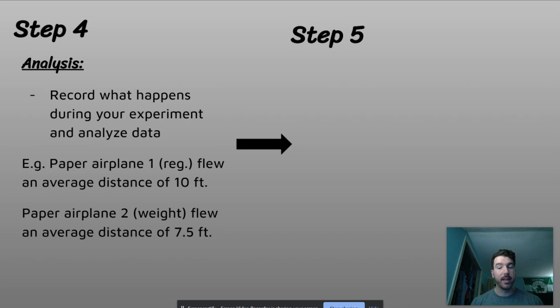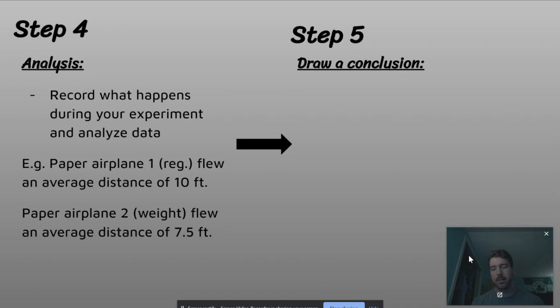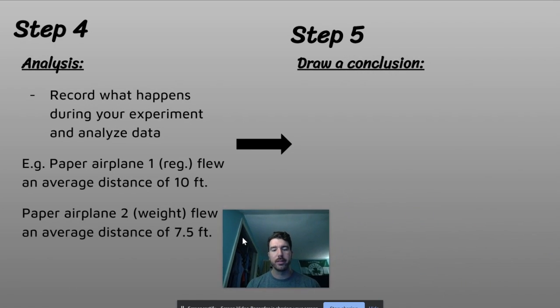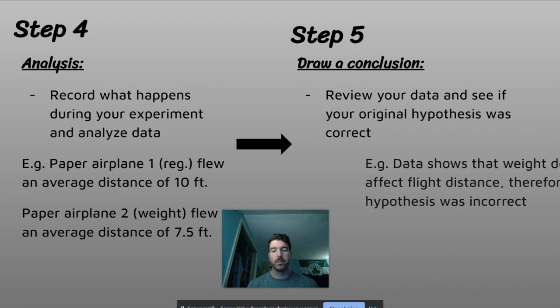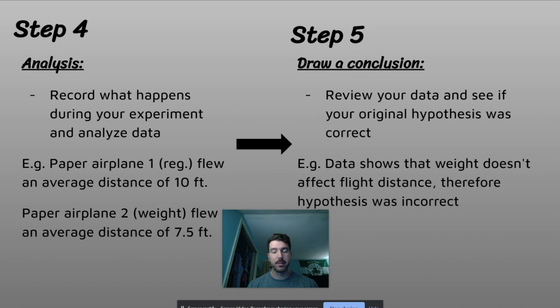Well, after we analyze the data, we are then going to draw a conclusion based on that data. So based on the evidence that we gathered in our experiment, we can determine whether our hypothesis was correct. Our hypothesis was that if we added weight to a paper airplane, that it would fly further. Based on the data, we can see that it did not fly further when we added weight. So we would reject our hypothesis, meaning that our hypothesis was incorrect.